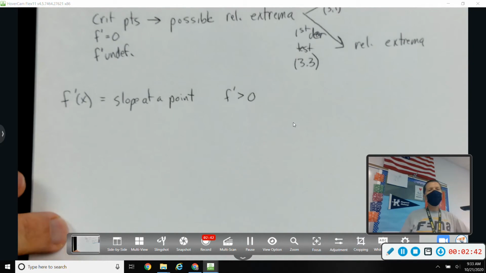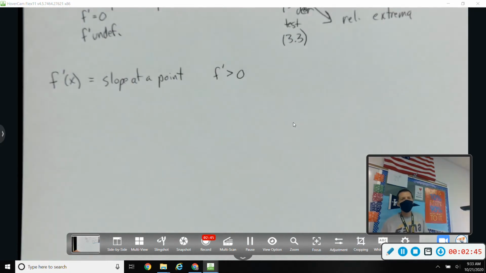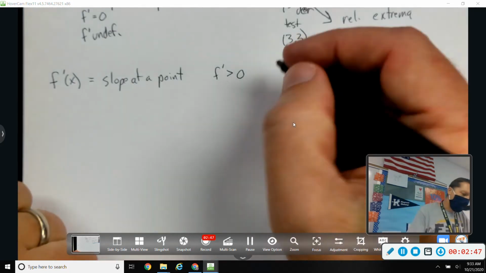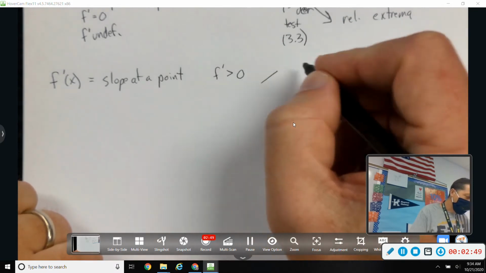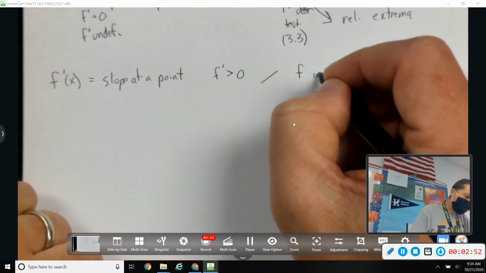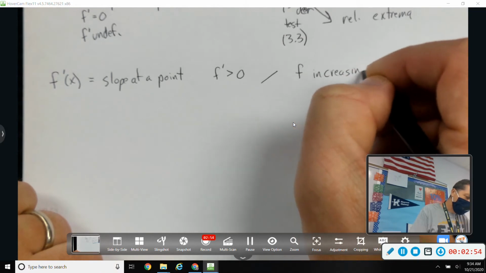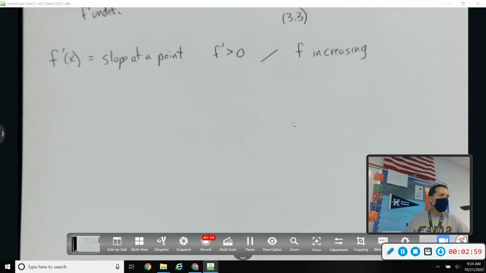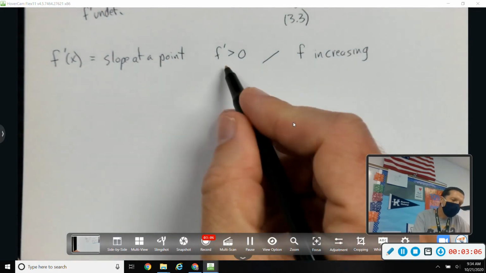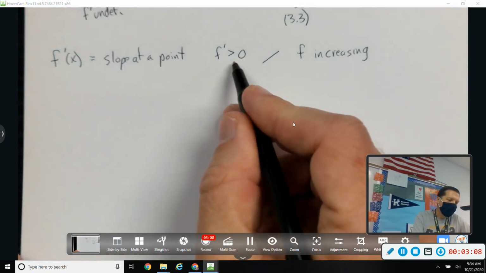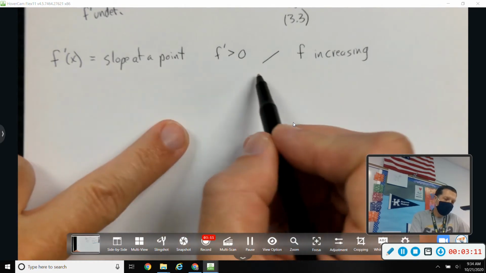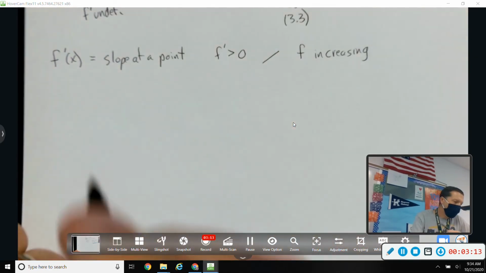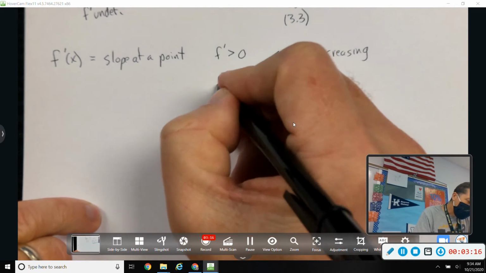So if f prime is greater than 0, that means our slope is positive, and that means f is increasing. At least at that point. That might change later because we're not dealing with lines usually. But at least at this particular point, if f prime is greater than 0, the slope is positive. That means we're going up. F is increasing.